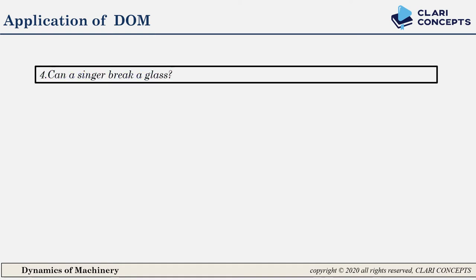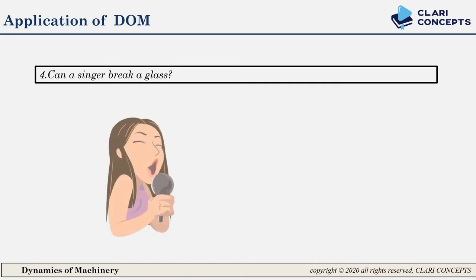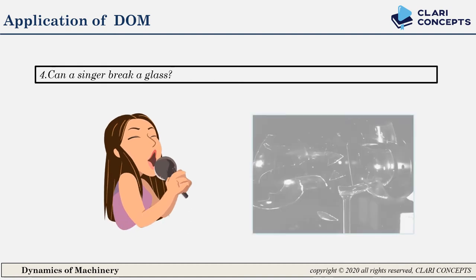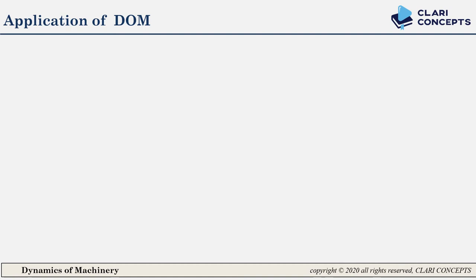Can a singer break a glass? Yes, you heard right. A singer can break a glass. There are so many types of music, in which opera music is a high frequency music which can create vibration in a small object, and due to that the glass breaks. Here vibration plays a major role.